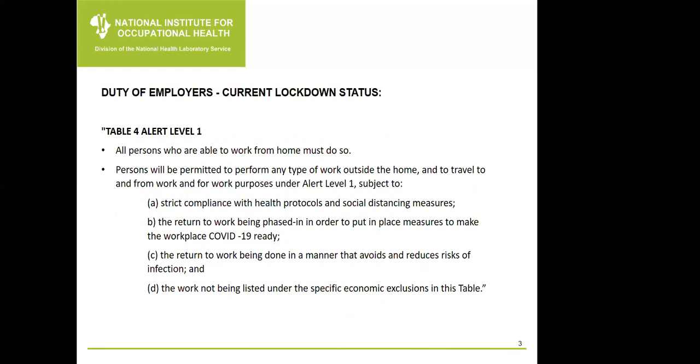So what is our current status at the moment? At the moment, we're at alert level 1 lockdown, and in the regulations that were most recently published, what that means with regard to workplaces is that all persons who are able to work from home must still do so. That is published in the regulation like that.